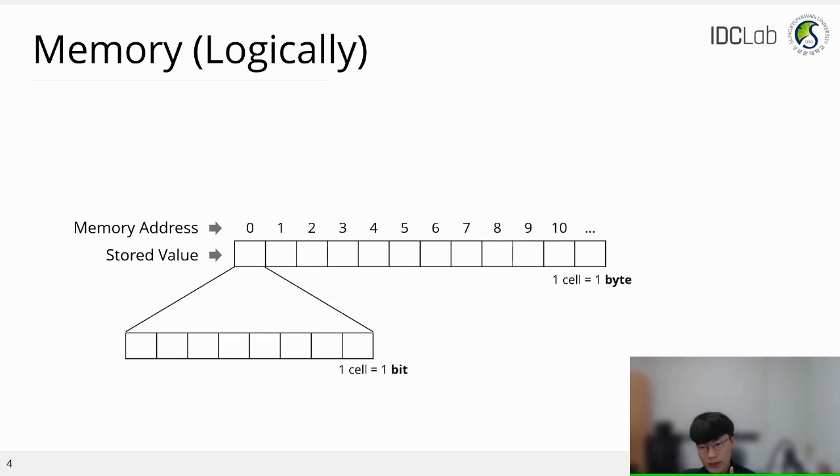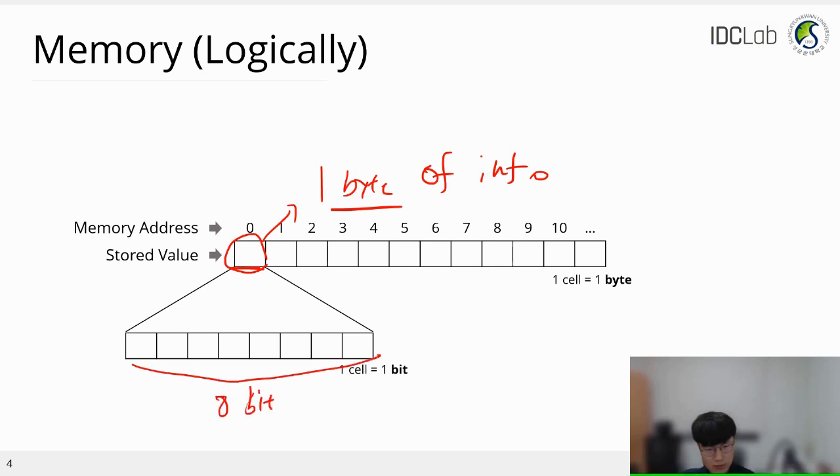And one cell in this array can store 1 byte of information. And you may know that 1 byte consists of 8 bits, and 1 bit can represent either 1 or 0, so a binary state. So if you zoom in to this cell, then you will see 8 bits, which is 1 byte, and each bit can have one of the two states, 0 or 1.